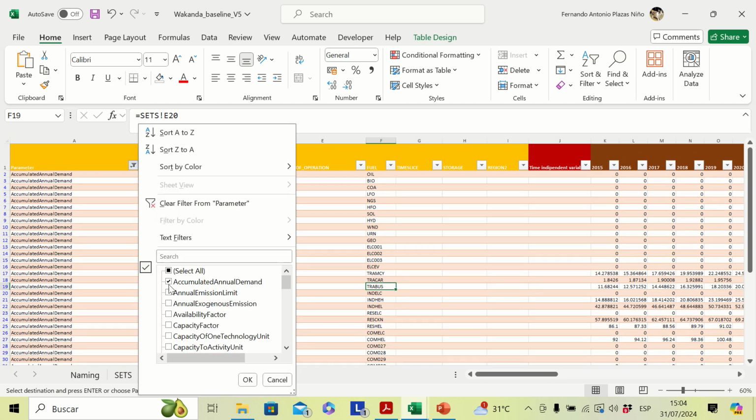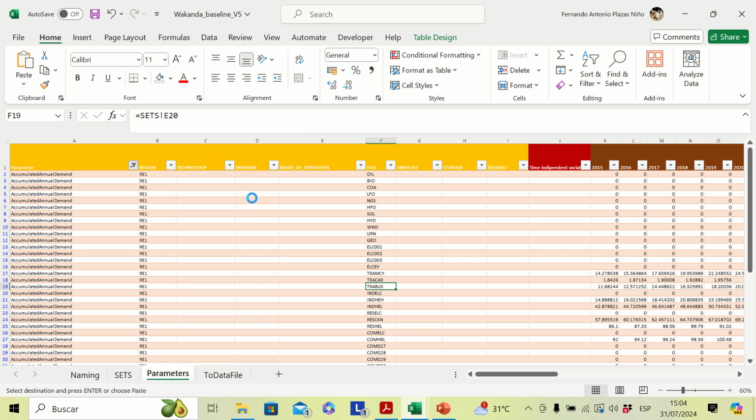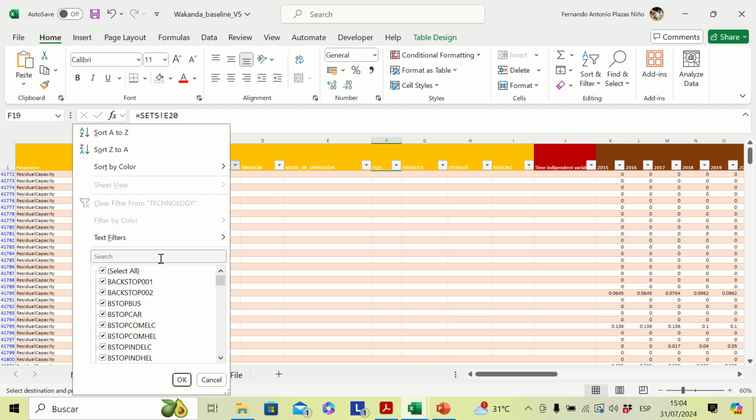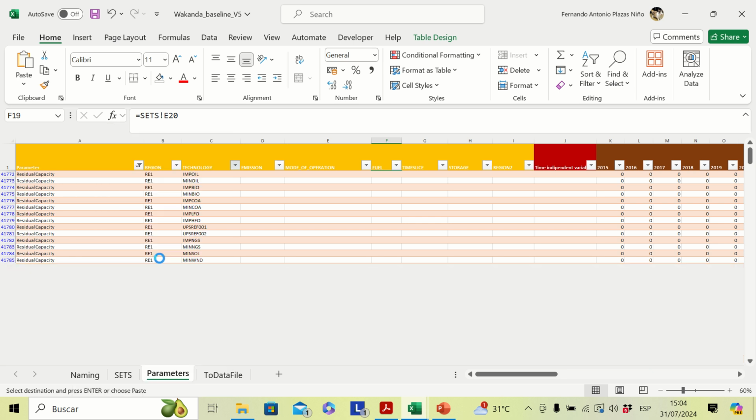Now let's go again with the other two parameters that we use in this calibration. The first one, the residual capacity, and the second one, the total technology annual activity lower limit. This is this one. And this time our filter for the technology will be transport technology, so it is them, tra, and with that everything will be selected.